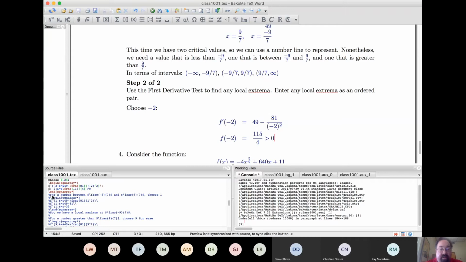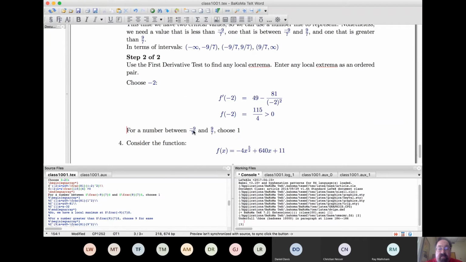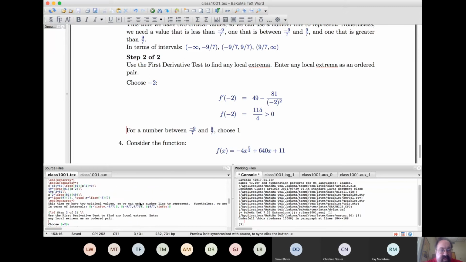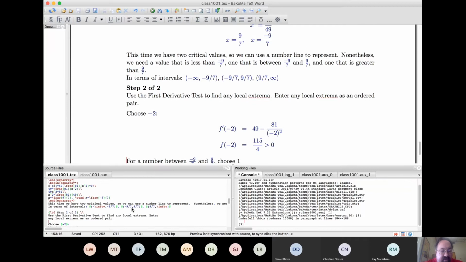Now we move to the next region, x between minus 9/7 and 9/7. Now, actually, this one we have to be careful about, because the original function is undefined at 0. So I need to break it up.